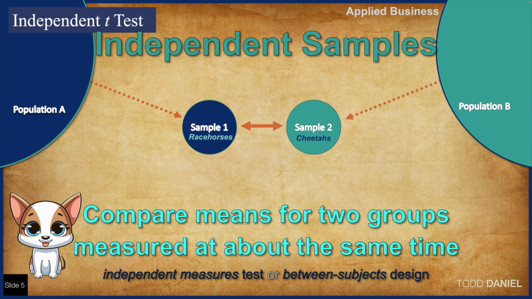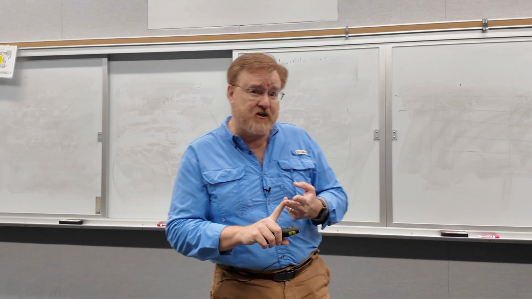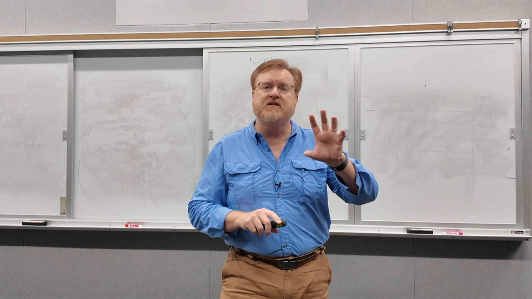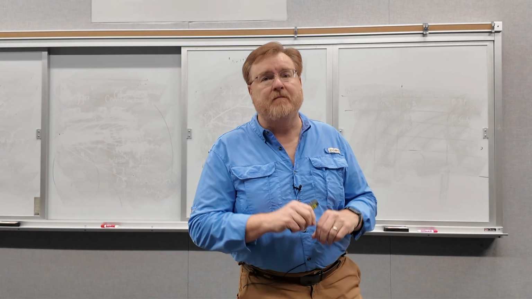The independent samples t-test compares means for two groups measured at about the same time. This is also called an independent measures test, or sometimes a between subjects test. We have two samples. The sample of racehorses, this dozen racehorses that we run, are going to have an average finish time, and because they won't all run at exactly the same speed, there will be some variation around that finish time. That will be our standard deviation. We'll have a mean and a standard deviation for sample 1. The same is going to be true for sample 2.